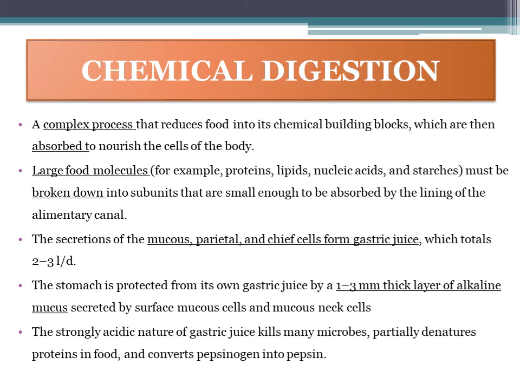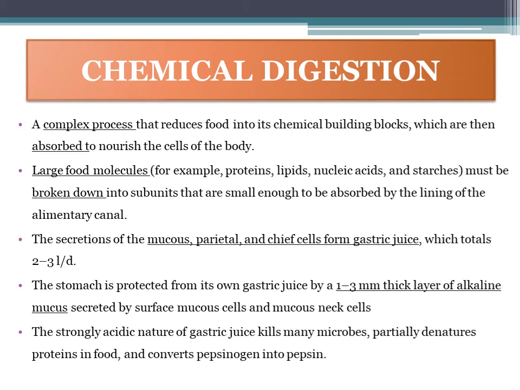So next is chemical digestion. The role of chemical digestion is to further degrade the molecular structure into a form that is absorbable into the bloodstream. Chemical digestion is a complex process that reduces food into its chemical building blocks, which are then absorbed to nourish the cells of the body.